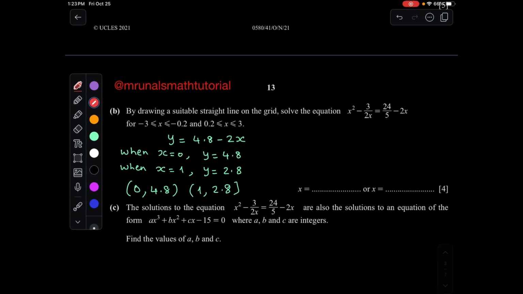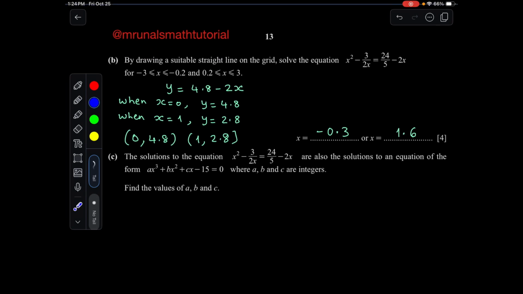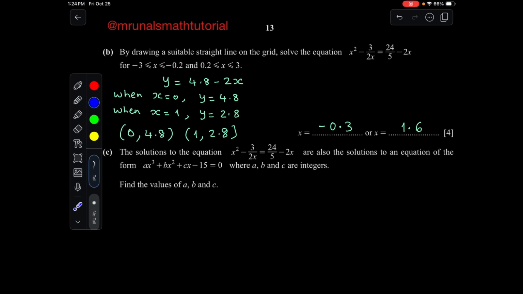Minus 0.3 and 1.6. Remember, you will have a range of answers here, but you can't get 2.1 or something like that. That would be too far. So maybe plus or minus 1 decimal place is okay. So if somebody gets minus 0.4, it's acceptable, right?